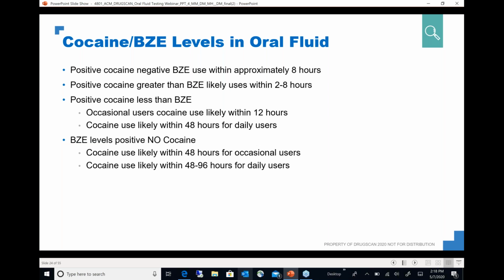Positive cocaine results less than the benzoylecgonine results can typically mean two scenarios. They are occasional users who use cocaine likely within the last 12 hours, or cocaine use likely within 48 hours for those individuals who are chronic daily users. When BZE levels are reported positive with no cocaine present in the oral fluid, that's likely use within 48 hours for occasional users, and for those daily chronic users, 48 to 96 hour use.